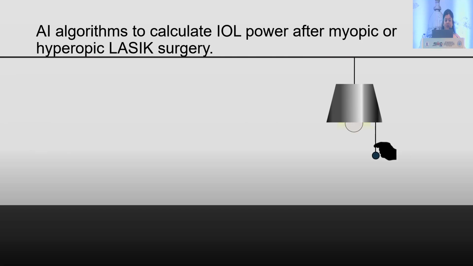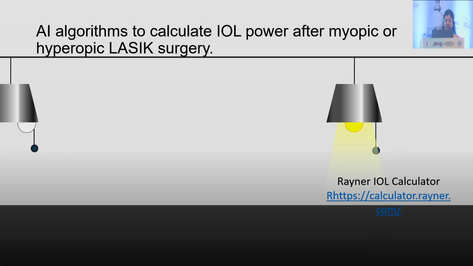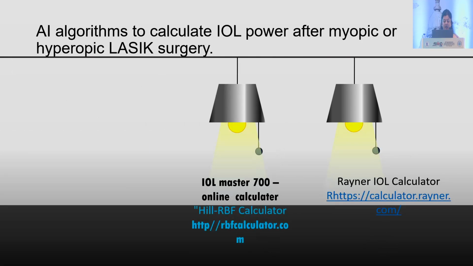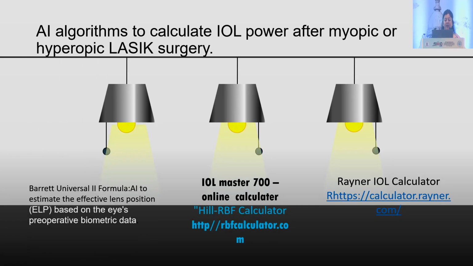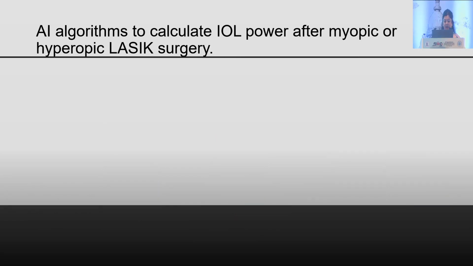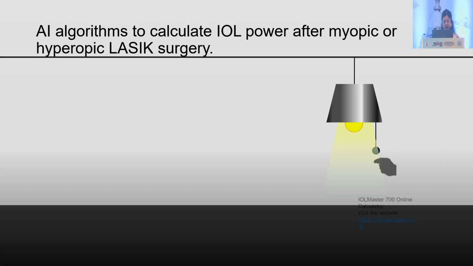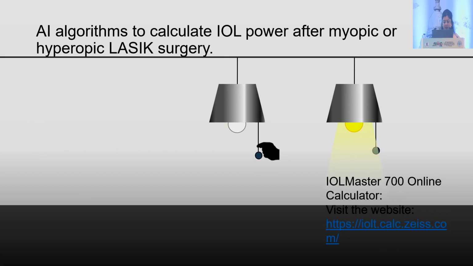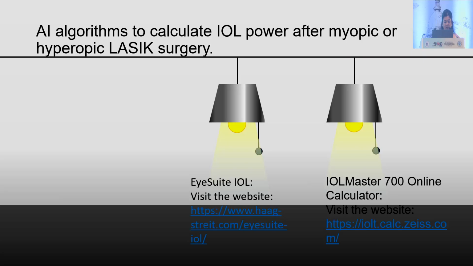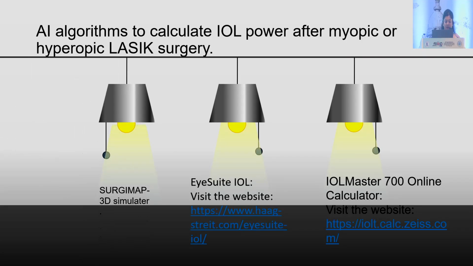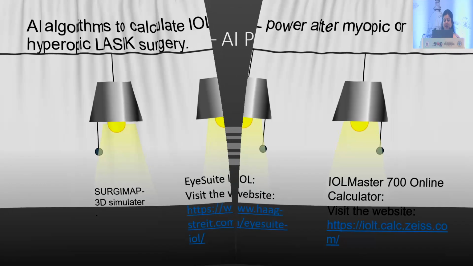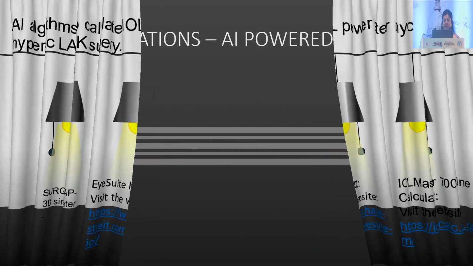Then coming to IOL power after myopic and hyperopic surgery, we have the Reiner IOL calculator. This is a website given below. IOL Master 700 online calculator. The Hill RBF calculator, again online based. Then we have the Barrett Universal 2 formula, AI to estimate the effective lens position based on preoperative biometric data. Then we have IOL Master 700 calculator online. This is the website given. Then we have IC2 IOL, and then we have SurgiMap, which is a 3D simulator for IOL calculations. It is AI powered.